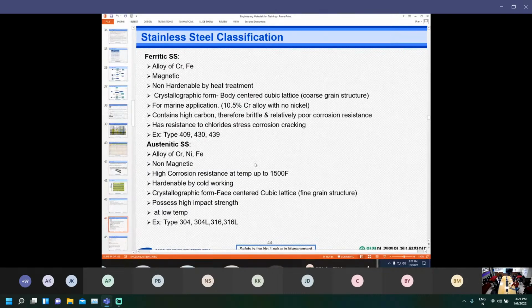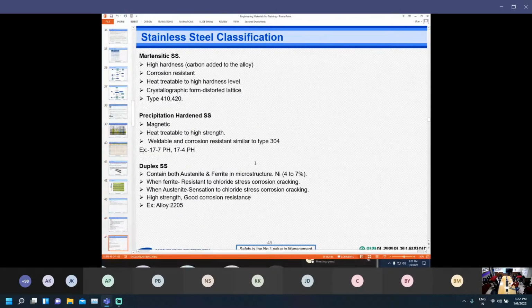Austenitic is a fine grain structure, it is FCC, okay? And it is non-magnetic. Ferritic was magnetic and austenitic is non-magnetic. Martensitic is basically a corrosion resistant material, but it has high hardness. Precipitation hardened material means going to heat and cool down the material. It is a magnetic one.